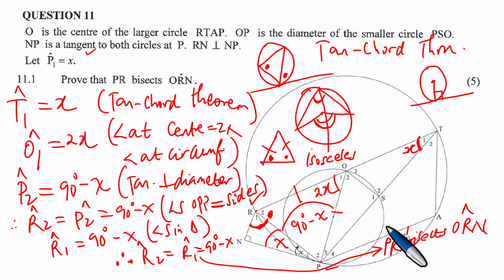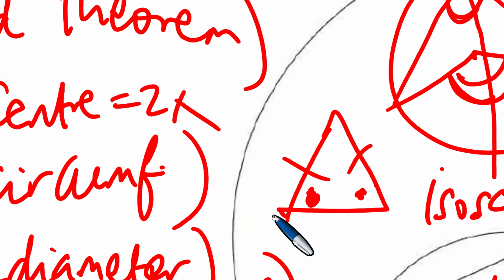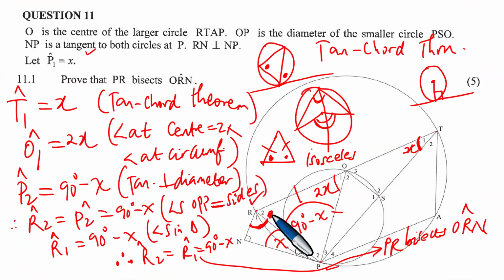To bisect in mathematics is to divide. The word bisect means to divide into two equal parts. So ORN is this angle. If PR bisects, it means that PR divides this angle into two equal parts, which means that R1 equals R2, like that. So take note of that. And we are moving to the next question.